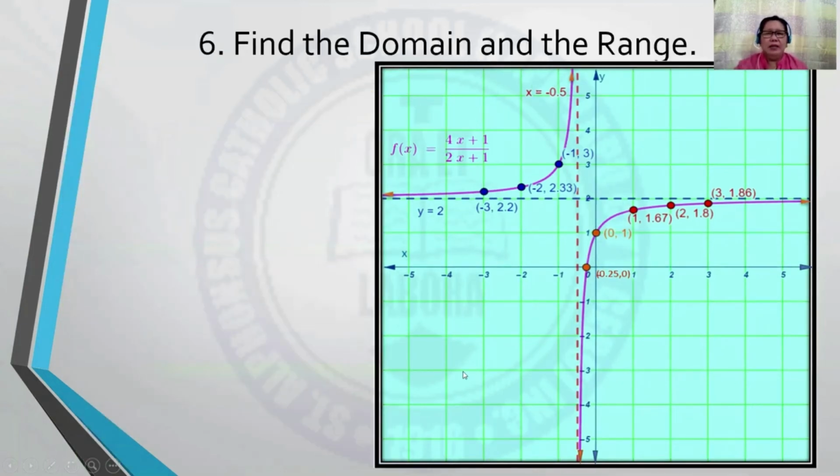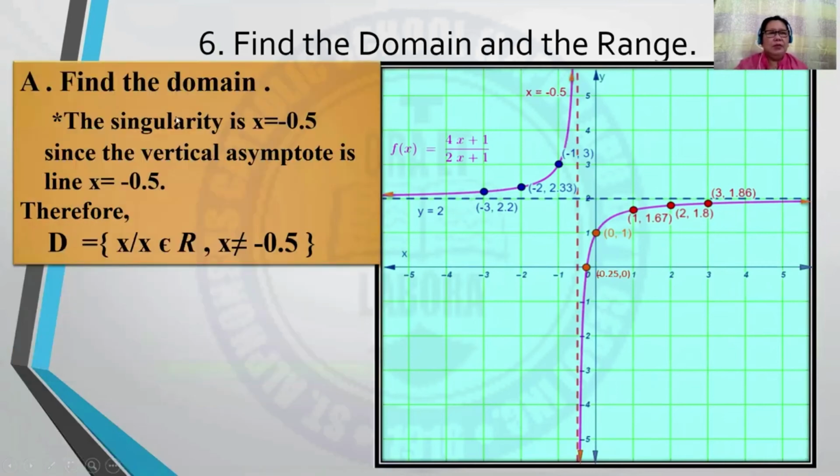So find the domain and the range. For the domain, the singularity is x equal to negative 0.5, since the vertical asymptote is the line x equal to negative 0.5. Therefore, the domain is the set of x such that x is an element of R where x is not equal to negative 0.5. You can assign all values of x except negative 0.5.